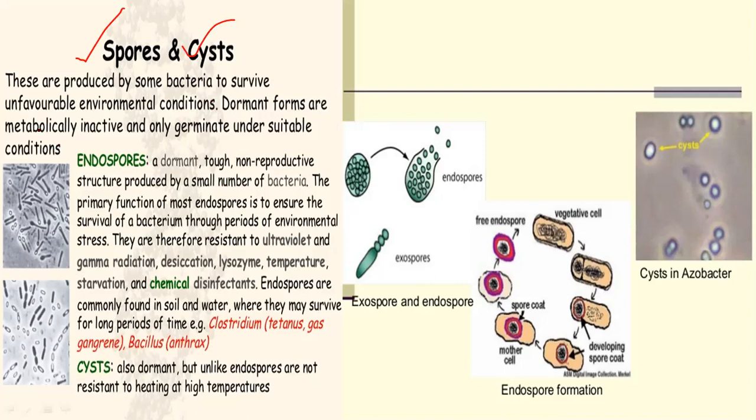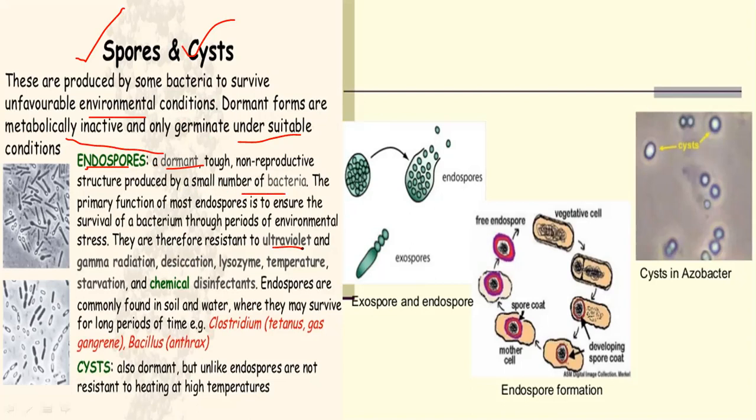Some bacteria survive unfavorable conditions as dormant forms, which are metabolically inactive and germinate under suitable conditions. The first one is the endospore, a dormant, tough and non-reproductive structure of bacteria. A small number of bacteria can do this, and the primary function is to pass through unfavorable conditions.